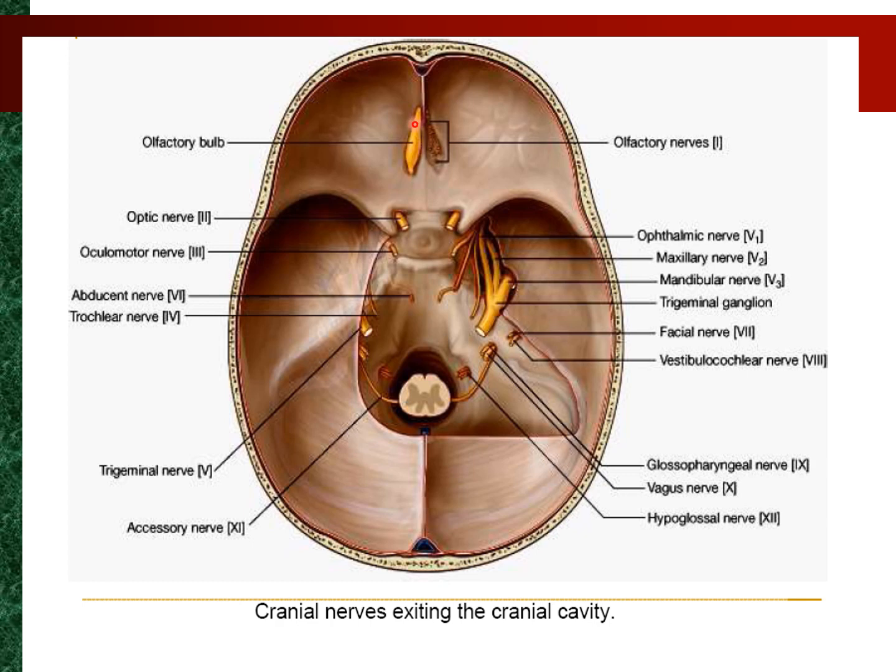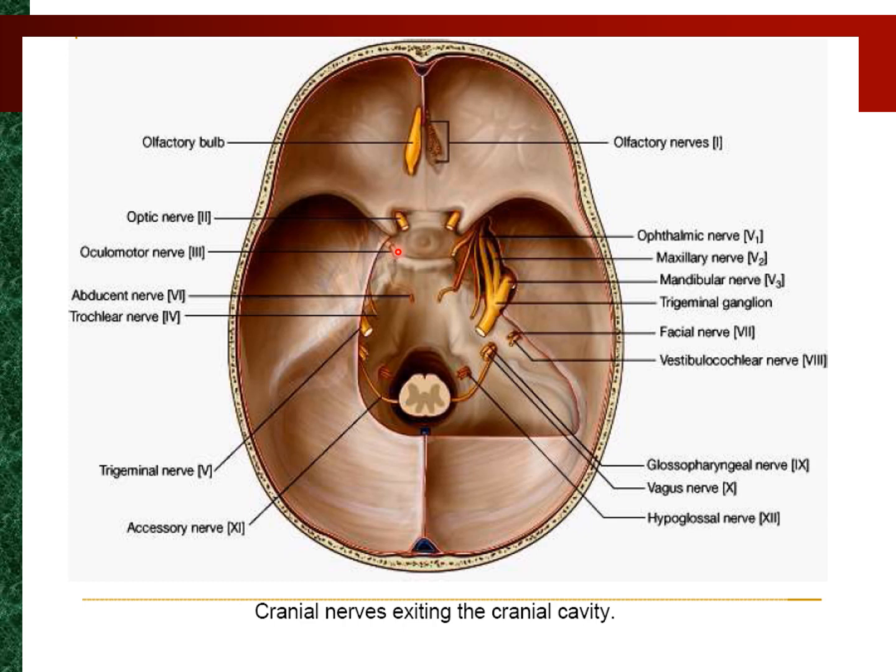Through it passes the olfactory nerve. The optic nerve passes through the optic canal. The third, fourth, the ophthalmic division of the fifth, and the sixth pass through the superior orbital fissure. The oculomotor nerve also passes through the superior orbital fissure. Then the abducent, also through the superior orbital fissure. The trochlear also passes through the superior orbital fissure. Then the trigeminal nerve is divided into three: ophthalmic, maxillary and mandibular.